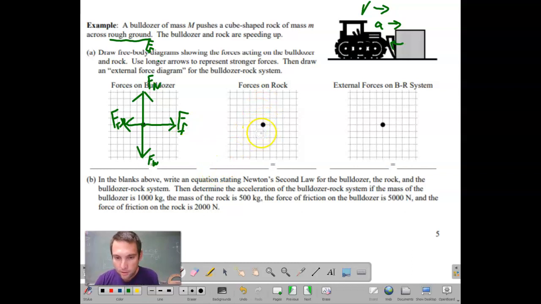Forces on the rock. Well, it's got some kind of weight that is definitely smaller than the bulldozer, right? Because big M and little m. And it's not sinking, so we went down 3, so we're going to go up 3. And we're going to call that the normal force, the earth on the rock. Then we have this same normal force. This is Newton's third law. Force pair reaction, equal magnitude, opposite direction. So we have the rock on the bulldozer, and we have the bulldozer on the rock.